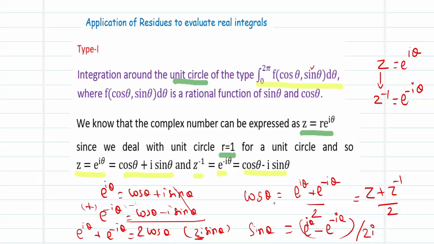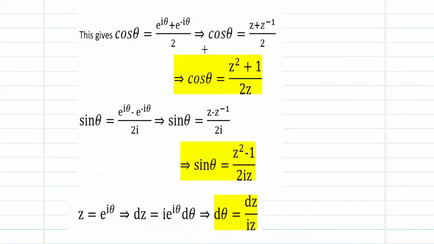So how can I write cos theta? I can write my cos theta as z plus z inverse divided by 2. So when I replace z plus z inverse, that is z plus 1 by z, divided by 2, z can be cross multiplied. z square plus 1 is the LCM, and the z comes down with 2z. So what is my replacement for cos theta? My replacement for cos theta is z square plus 1 divided by 2z.